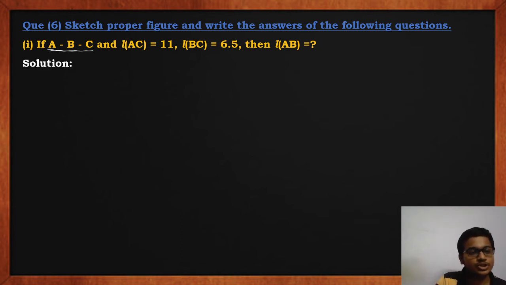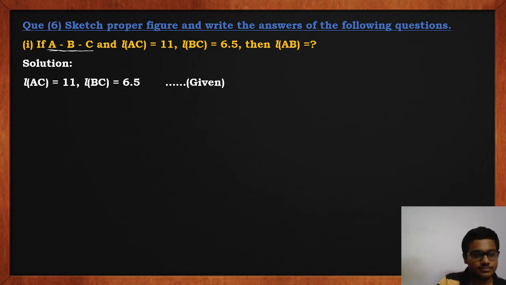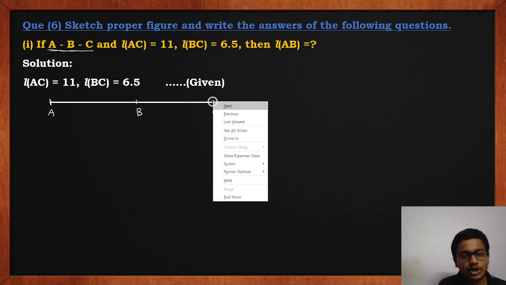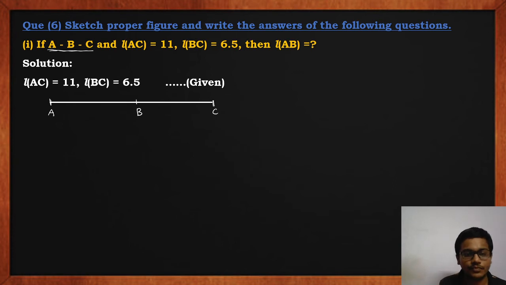Okay. So solution. First, what is written in the question? Sketch proper figure. So we'll draw a proper figure. Before that, we'll write whatever is given, that length AC equals 11, length BC equals 6.5, whatever is given in the question. Now we'll sketch the figure. Here it is given A dash B dash C, that is A will be at a corner, B will be in between, and C will be at another corner. Okay. Now, length AC is 11.